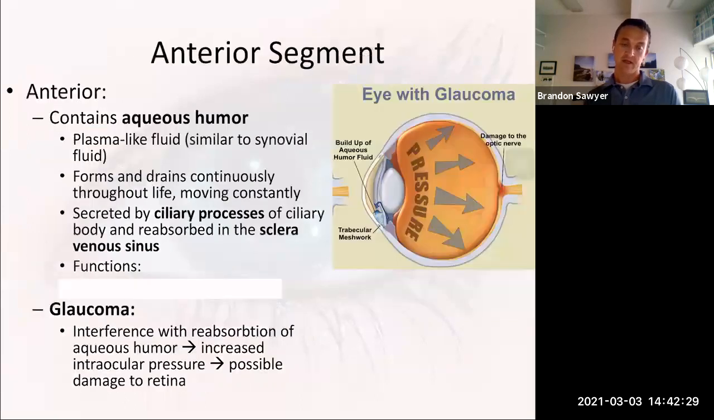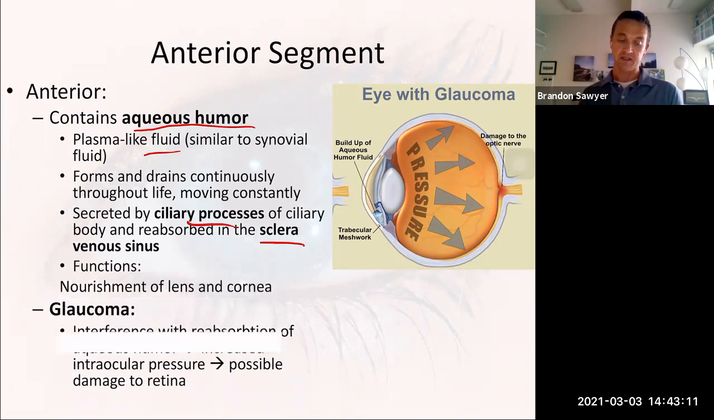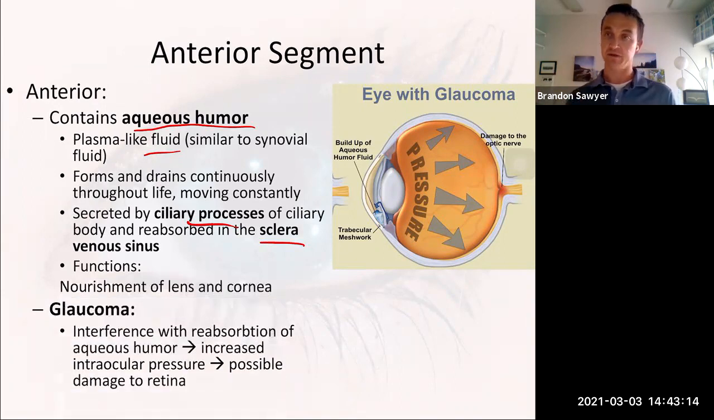All right, so then the anterior segment of your eye, again, contains that aqueous humor, much more fluid-like. It's constantly forming, constantly draining. And there can be some problems with the anterior chamber of the eye if you produce too much fluid. It's produced by the ciliary processes, and it's reabsorbed by some sinuses in the sclera. The function of it is to nourish the lens and the cornea, to provide nutrients because there's no blood supply to that part of the eye.